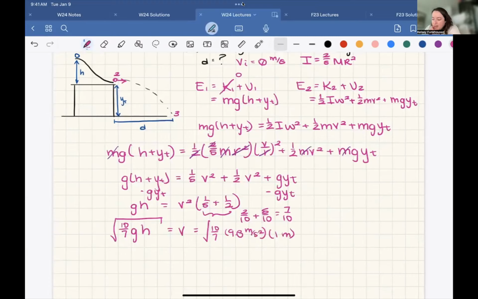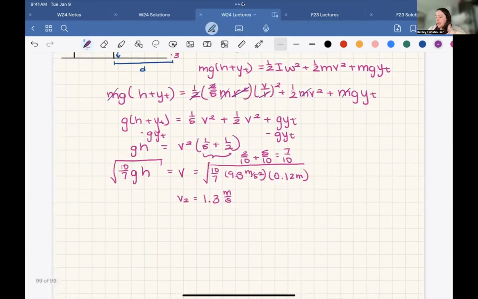Oh, wait, sorry, not that. Times 0.12 for the height of the ramp. There we go. And this gives us a velocity of 1.3 meters per second. So that's that part. We use conservation of energy, and the fact that it was rolling.